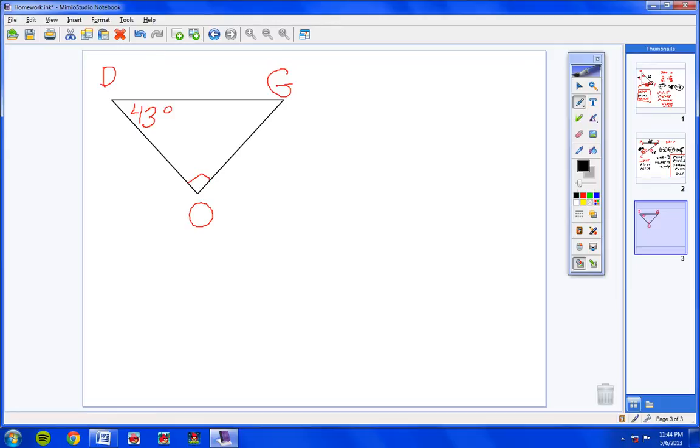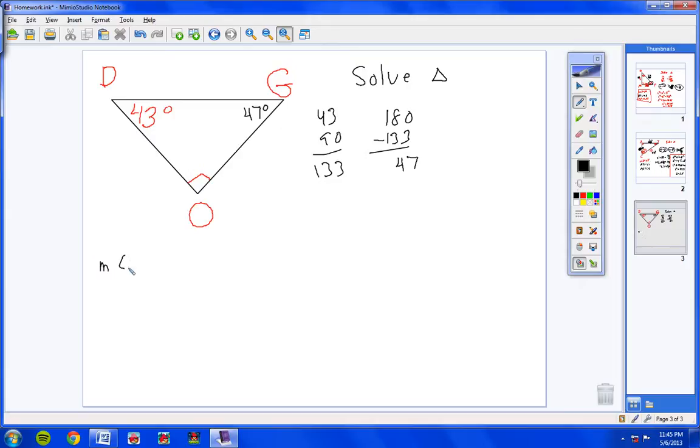And here we go. All right, we are going to solve this triangle. I notice right away I have 43 degrees for one angle and 90 for another angle. Add those together, that's 133. Then subtract 133 from 180, and you'll get 47 degrees. So angle G right here is 47 degrees. I come down here, the measure of angle G equals 47 degrees.